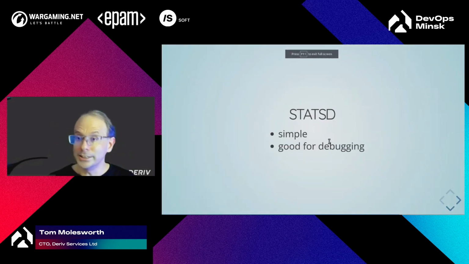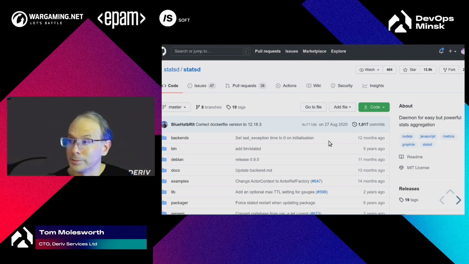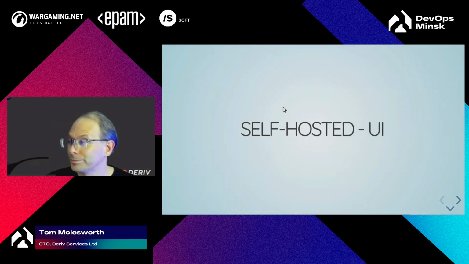And StatsD is really good if you want something simple. Just grab it off GitHub, run it up, and things just send data through UDP, and you can even just use TCP dump or network tracing to see the events come through. So for developers and debugging, StatsD is often good enough.